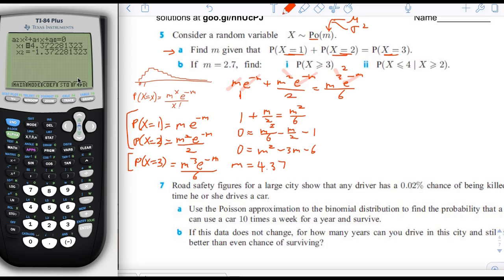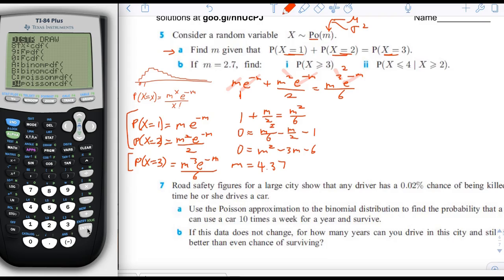B, if m equals 2.7, find the probability that x is greater than or equal to 3. Okay, this is a job for the calculator. So we're going to go to distribution. Oops, let's get out of this first. Quit, second distribution, and we're going to go down to the distribution Poisson CDF, right? Why CDF?